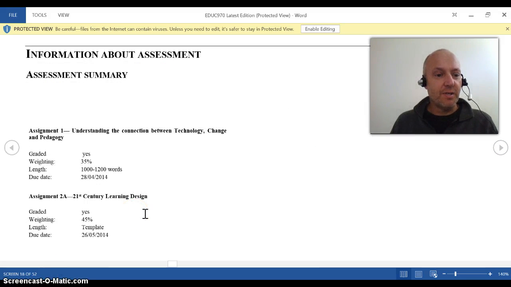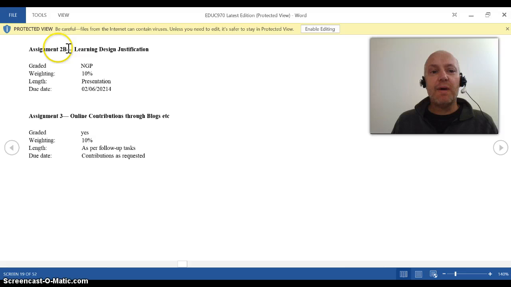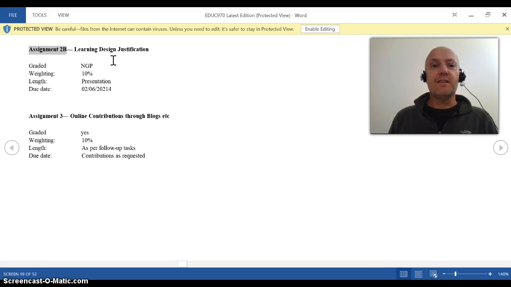Now, in terms of the assessment, we're now sitting with assessment 2, which is made up of 2 parts. Part A is the template, which I'll introduce you to in the next webcast. It's due on the 26th of this month, so in about 20 days time. It's worth 45%, so it is worth quite a bit. Part B, which is a non-graded pass, is a 10% short presentation to talk to us about the justification of the choices that you've made around the use of technology and the focus of knowledge construction in the learning design you've engaged in.